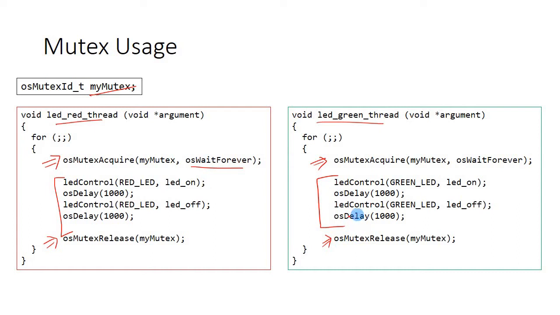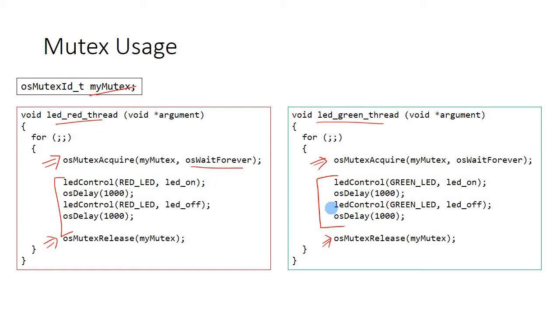And this works, because the moment one thread acquires the mutex, when I get context switched out to the other thread, it will not be able to acquire the mutex, so it cannot access the shared resource. So that is the basic idea of having a mutex, to protect access to a shared resource.